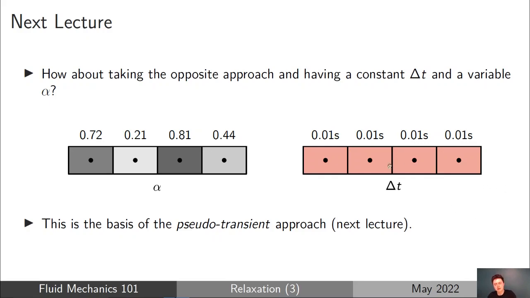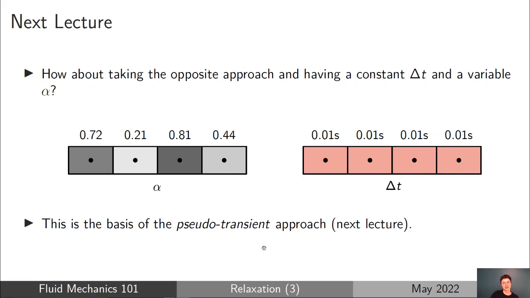That in theory would be a better approach, because all of the cells in the mesh would be advancing through time at the same rate, and so convergence is likely to be more uniform for all of the cells in the mesh. And it also gives us a way to just directly calculate what values of alpha we should be using without trial and improvement. And so this is actually the basis of the pseudo-transient approach for solving steady-state CFD problems.